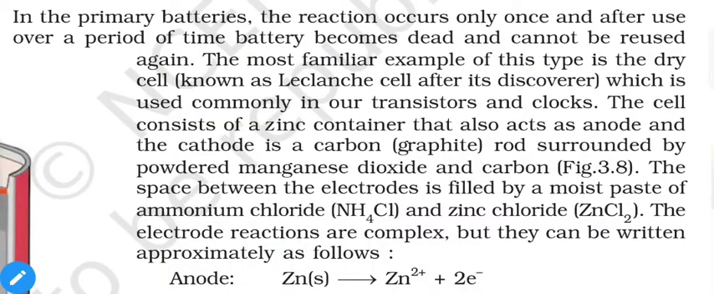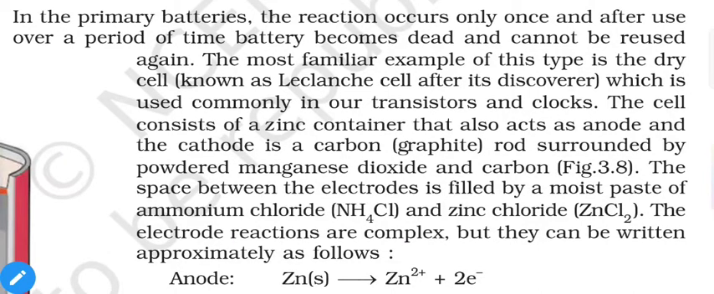In primary batteries, the reaction occurs only once, and after use over a period of time, the battery becomes dead and cannot be reused again. That means this is the problem with primary cells, they are one-time use. And we know that we regularly use these types of primary batteries, and after the batteries are dead, we throw them. The most familiar example of this type of battery is the dry cell, known as the Leclanché cell after its discoverer, which is used commonly in our transistors and clocks.